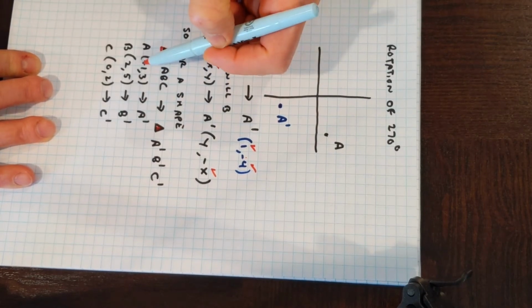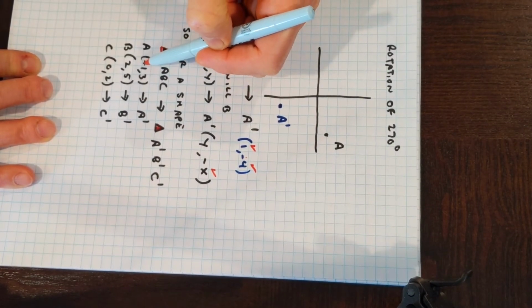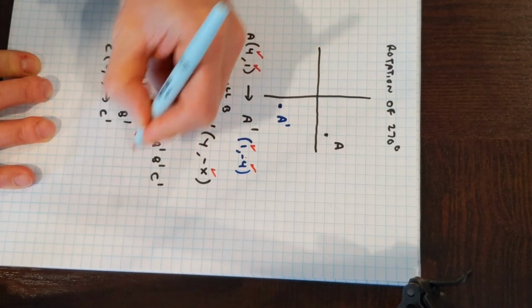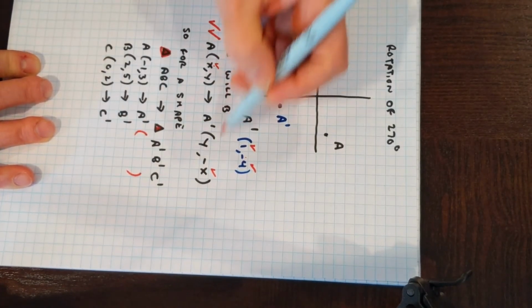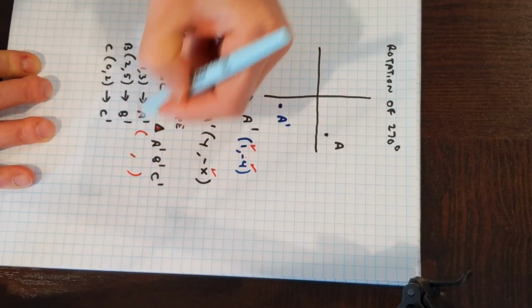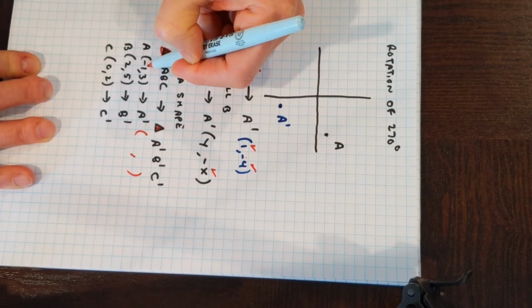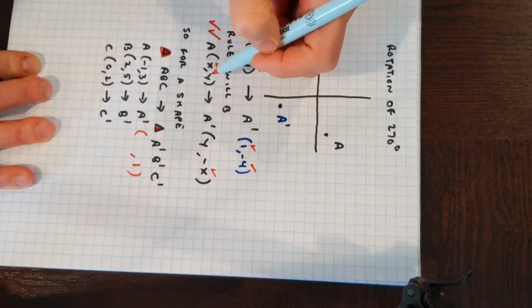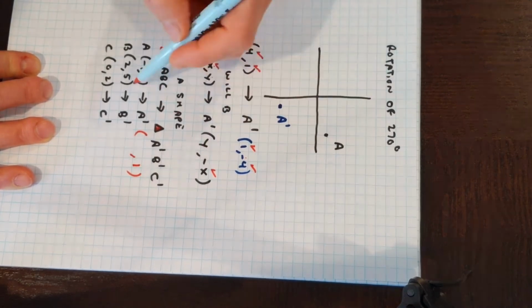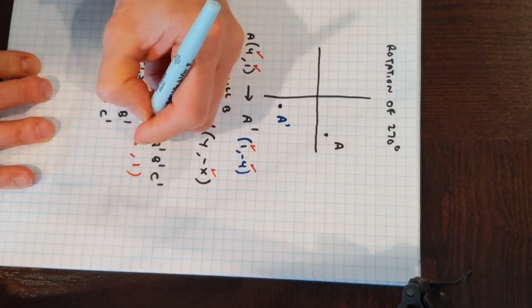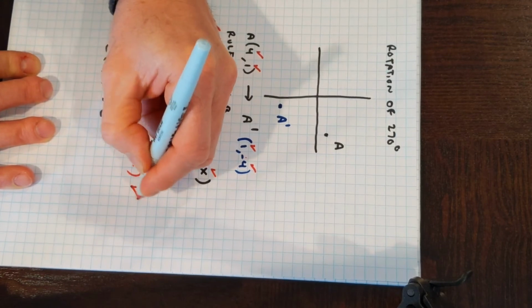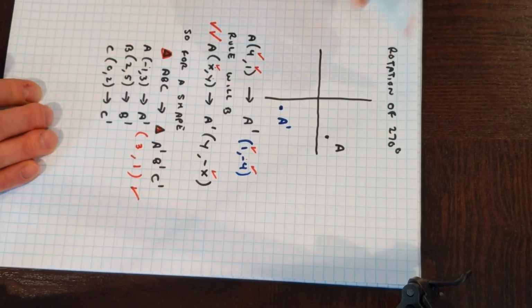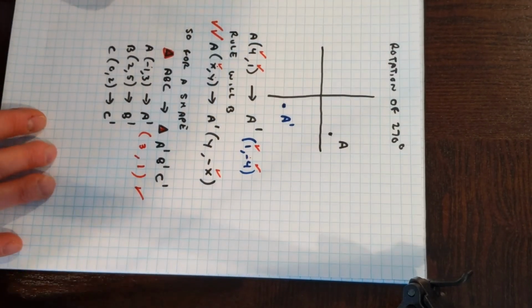So A is (-1, 3). I'm supposed to take the x and move it where the y is, but I have to change its sign. It was -1. It becomes +1. That's what the formula says to do. Then the y moves to where the x is. So my y was 3. It's now where the x is. That is my new point under a rotation of 270 degrees.